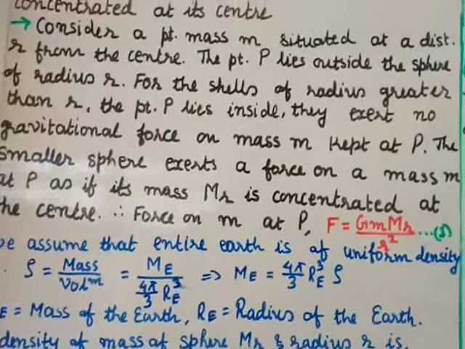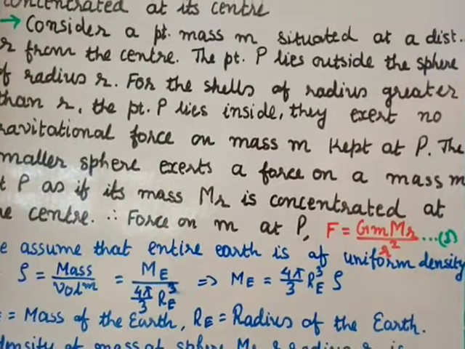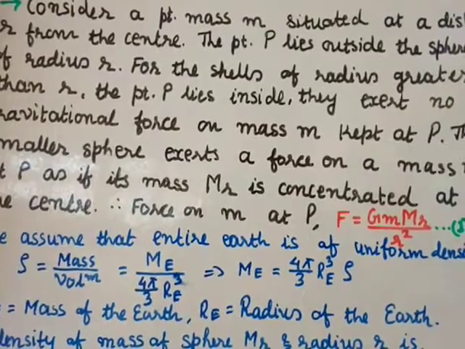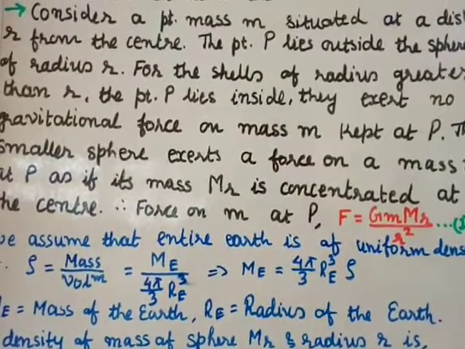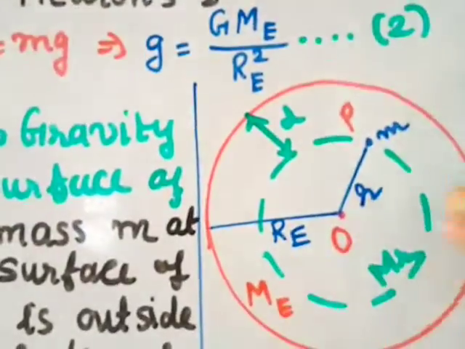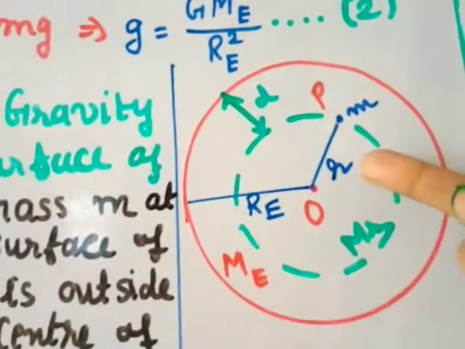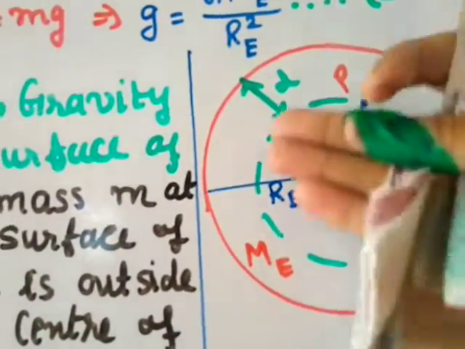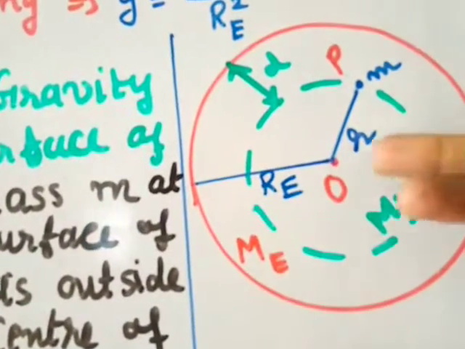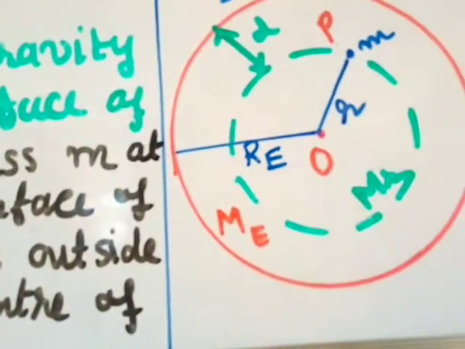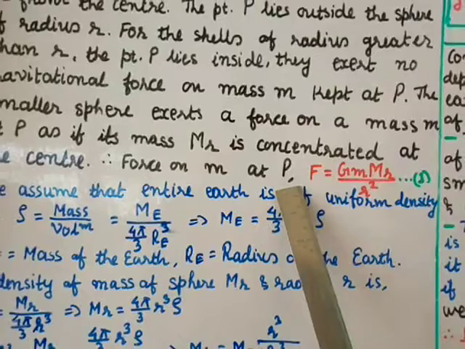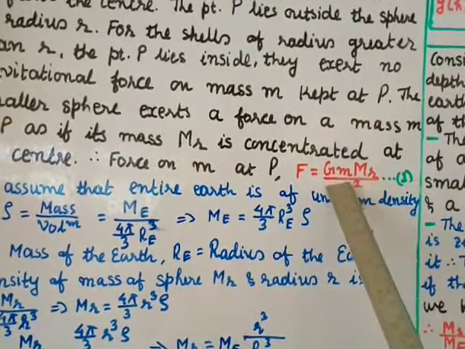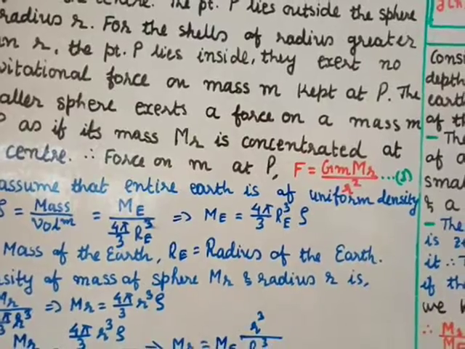We know the gravitational force is given as F equal to G m1 m2 divided by r square. Thus it is proportional to the product of the masses and inversely proportional to the square of the distance between them. If I take the mass of this inner shell as Mr, and the distance between this mass and the center as small r, then we can write the gravitational force on m at P as F equal to G m Mr divided by r square, call it equation number 1.